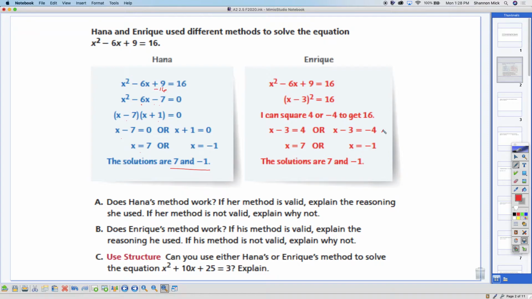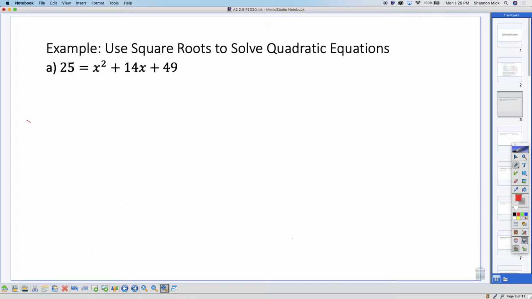Did they both come out with the same answer? They did. On the left, they used factoring like you have done before. On the right, what they did is partially the process of completing the square if the 16 was on the other side. So they came to the same answer. So we can do that, so that's what we're going to do. So we're going to use the square root right now to solve.